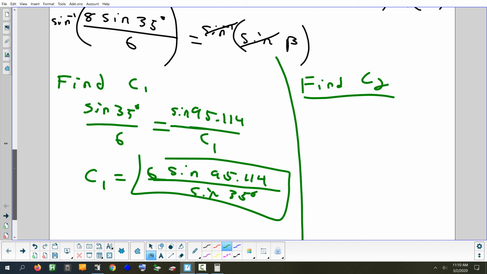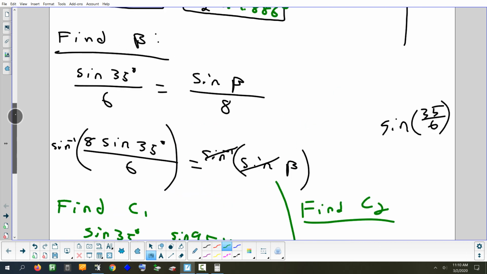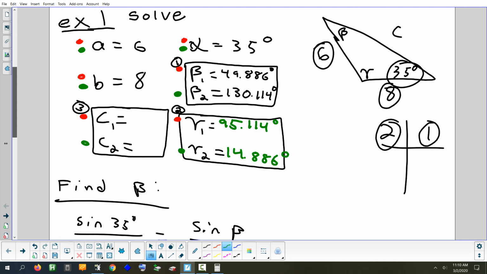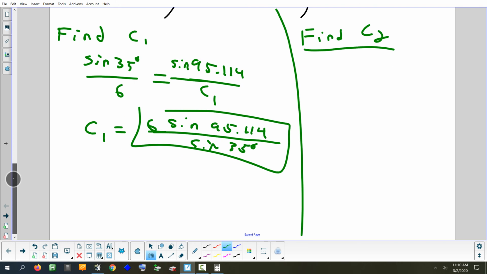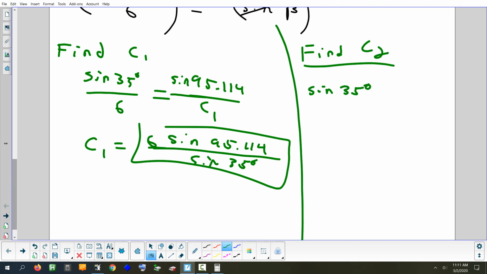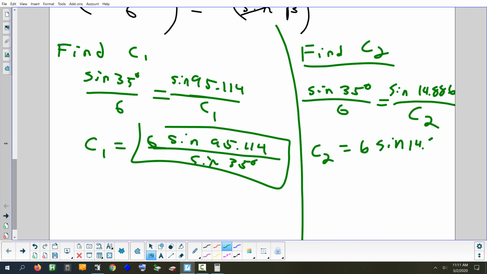Right, we're going to start out with the same fraction on the left. C2 is a green row, so you have to use a green row that has everything in it. A and alpha again. So sine 35 over 6 equals, what was gamma 2? 6 over C2, and then cross multiply and get C2 by itself. So C2 is 6 sine 14.886 over sine 35. That's a 6.